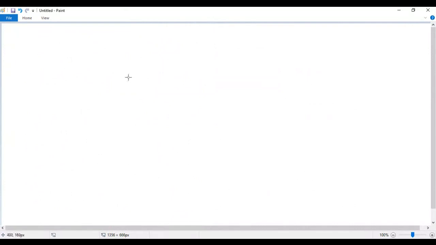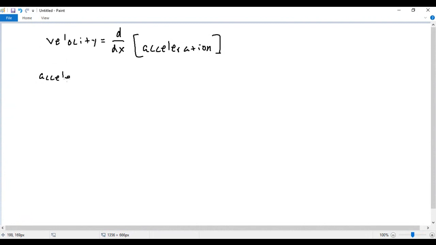And there is actually one other important thing you should know: applications of derivatives. Velocity is the derivative of position, and acceleration is equal to the derivative of velocity. Sorry, I was just looking ahead in my notes.